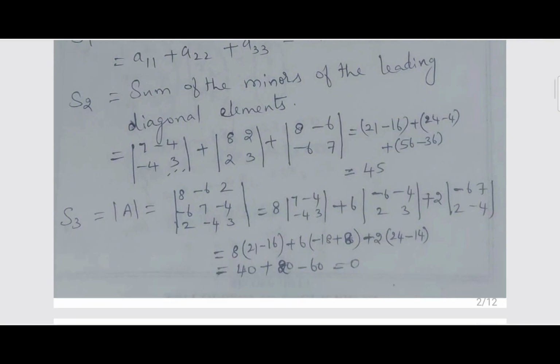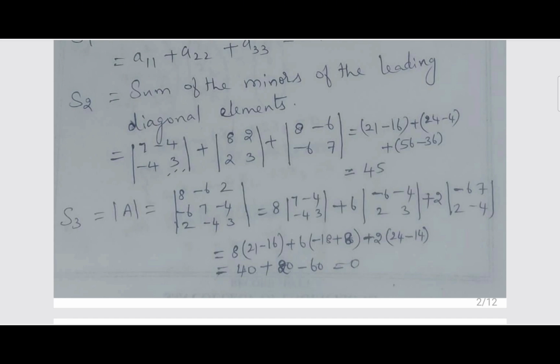Now we go the same way for finding the determinant value. Even though you have studied it, I will explain it once again. It is 8, minus 6 and 2; we are going to make use of only these three elements. 8 into the determinant of the remaining 7, minus 4, 3 after deleting this row and column. Then for the next element, minus 6, the determinant of minus 6, minus 4, 2 and 3. And for the last one, minus 6, 7 and 2, minus 4. Add all the values: 8 into 21 minus 16, and 6 into minus 18 plus 8, and 2 into 24 minus 14. We get the answer equal to 0.